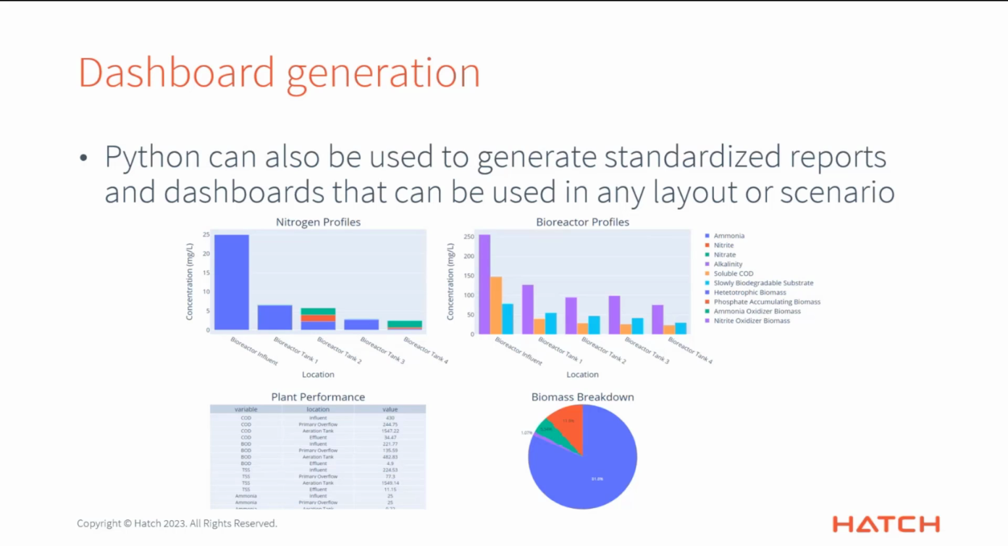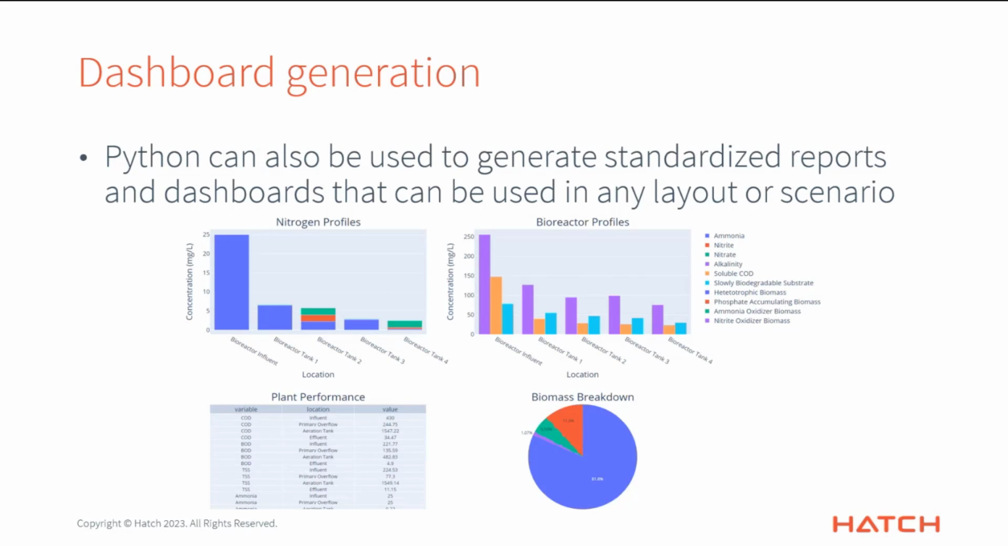But sometimes you want to just look at a single scenario. And one thing that Python is really good at is you can create a custom set of standardized reports or dashboards that you can use in any of your layouts or any of your scenarios to get a consistent report profile that you can then use throughout anything that you're trying to do.